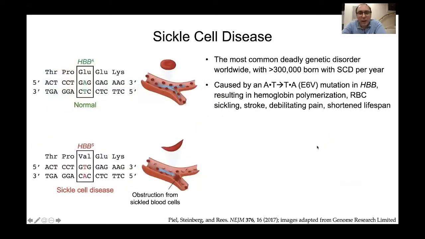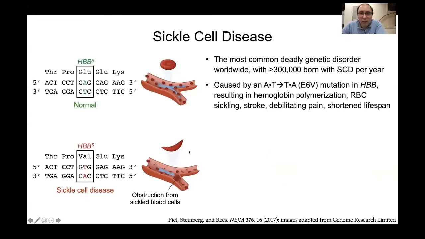I aim to apply ABE to modify the sickle cell disease mutation towards a more precise editing outcome that efficiently eliminates the disease-causing mutation while introducing a healthy allele. Sickle cell disease is the most common genetic disorder that's deadly and is caused by an A to T mutation in the adult beta globin gene, leading to this glutamate to valine mutation. This leads to polymerization of deoxygenated hemoglobin and a lot of pain in patients and early death.